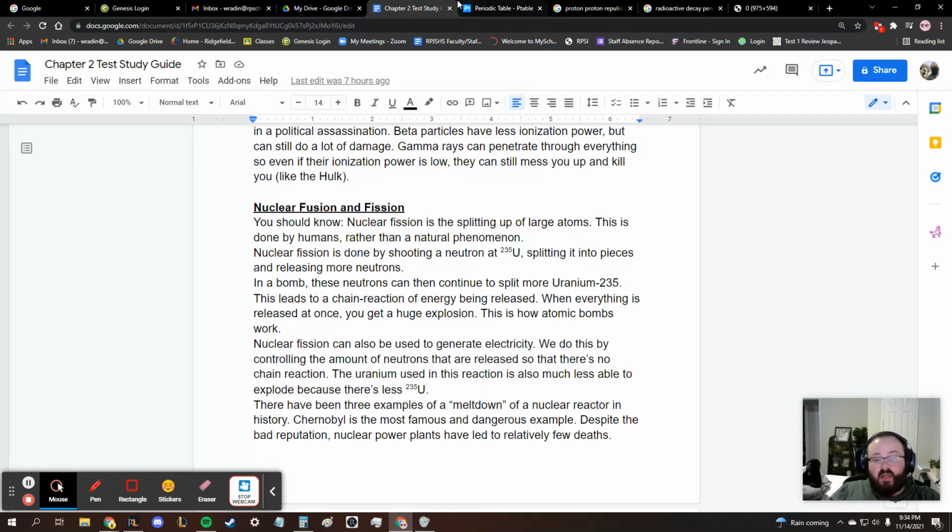All right, nuclear fusion and fission. I'd love to have gotten more into this, but I did have to kind of rush a little bit through this chapter. Nuclear fission. Let me say that 10 times fast. Fission is the splitting up of large atoms.